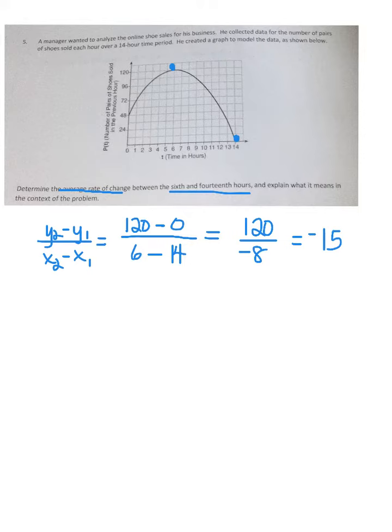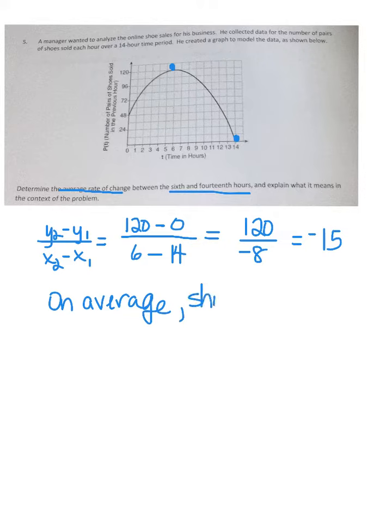Okay. All right. So let's look at what we have here. Because what we have here is a -15. So do you think that his sales are increasing or decreasing? They should be decreasing, right? Because that's negative. So remember, whenever we're doing an average rate of change, we want to say on average or something to that effect. So I'm going to say on average, his shoe sales are decreasing, right?